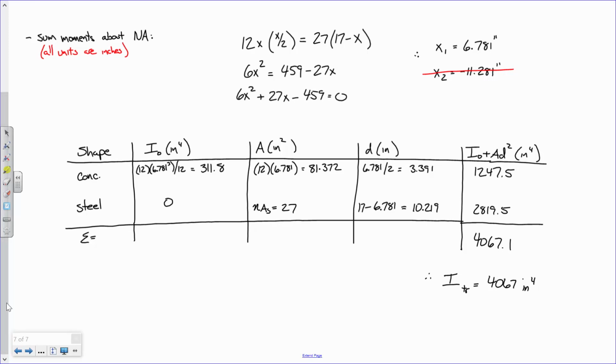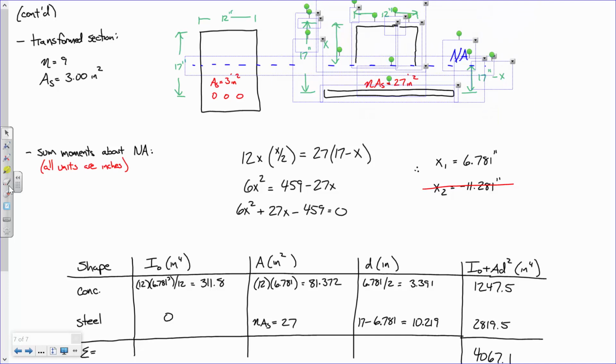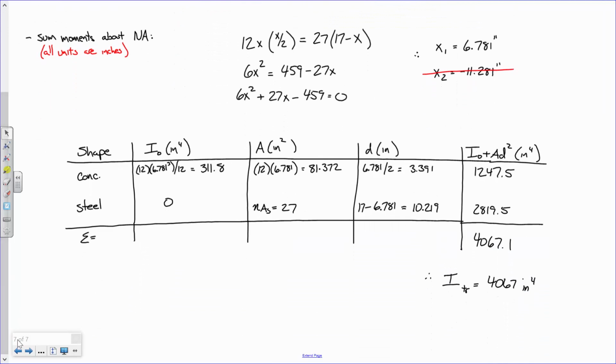All right. I'm lazy, so I am going to redraw this. Let me erase this part. What we are going to do is calculate stresses with this cross section. You'll see what I mean here in a second. Everybody got this?